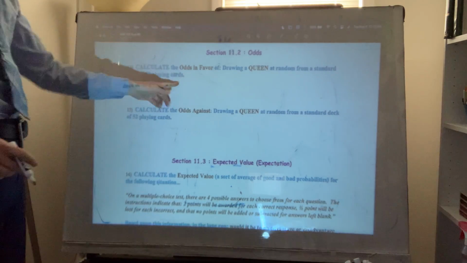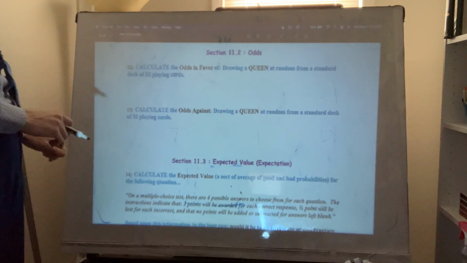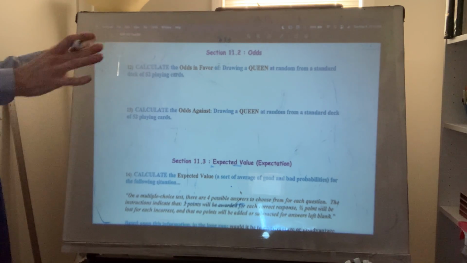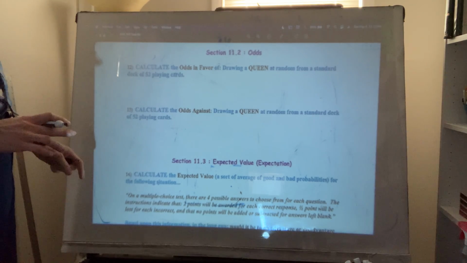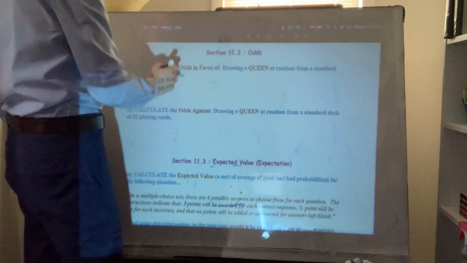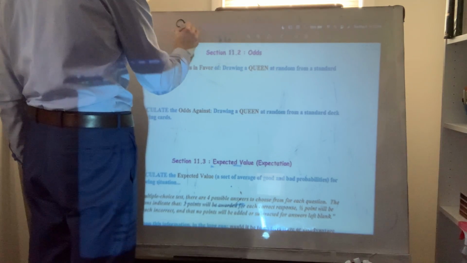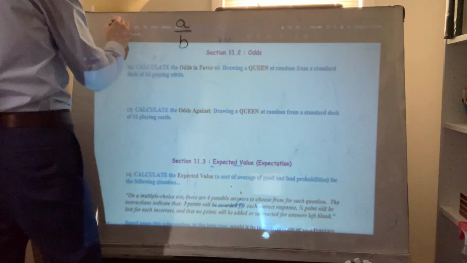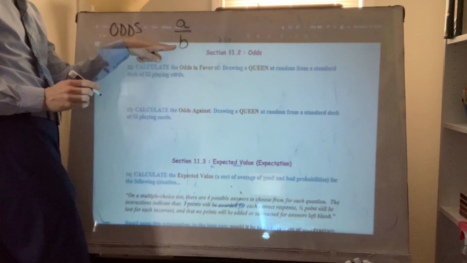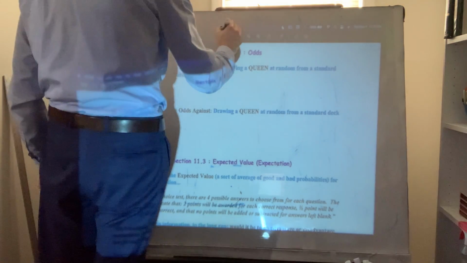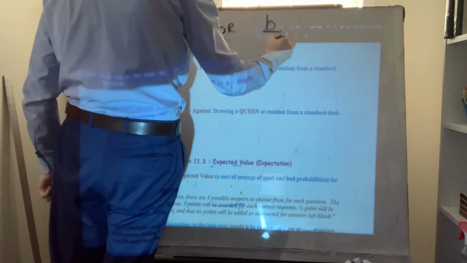Remember, odds and probability, they're similar. One could derive the other via formulas that we have, right? But odds is either this ratio, A over B, and this is not the total, the bottom here, or you could write it as B over A.